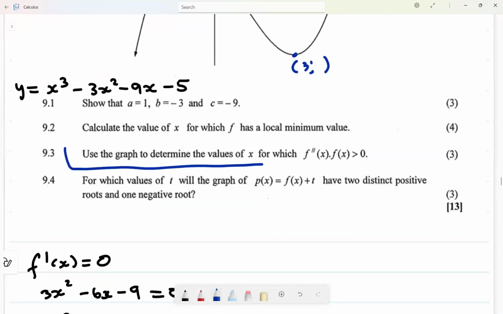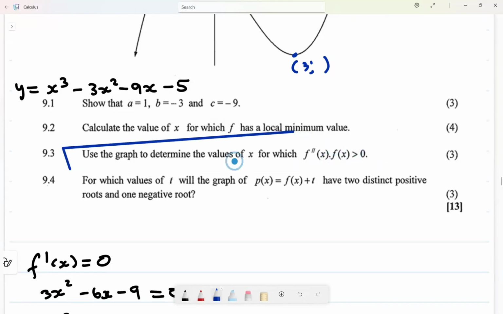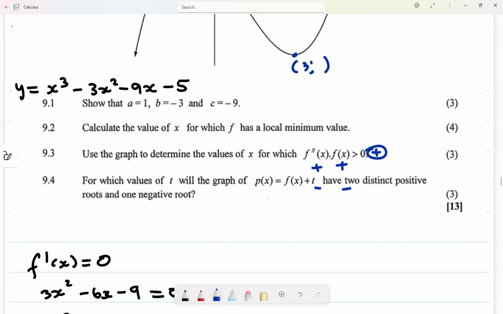Use your graph to determine where the second derivative multiplied by the function is greater than 0. What do they mean by that? Remember, they mean when I multiply the second derivative by f, which will be greater than 0. Meaning, when I multiply positive by positive, it's going to give me a positive. Remember, greater than 0 means the outcome should be positive, or multiply negative by negative.